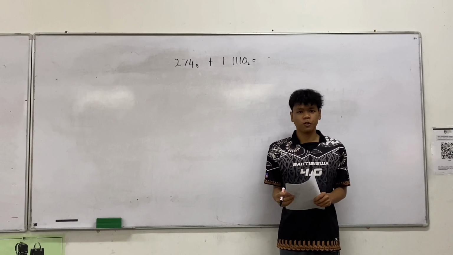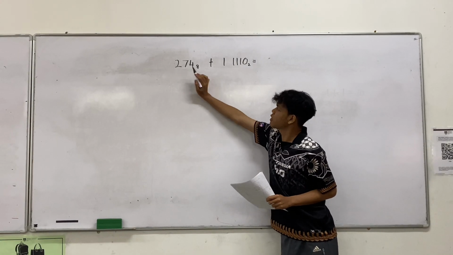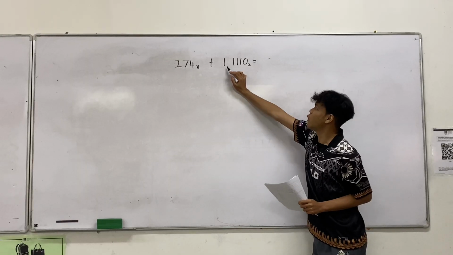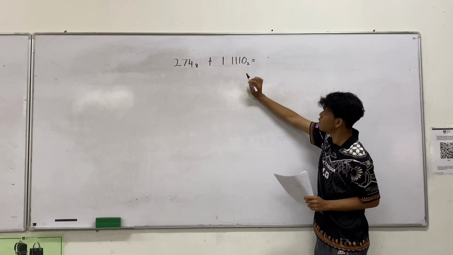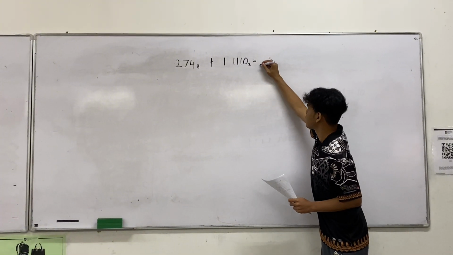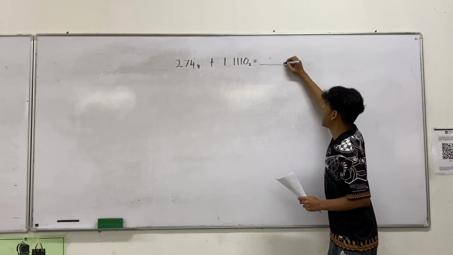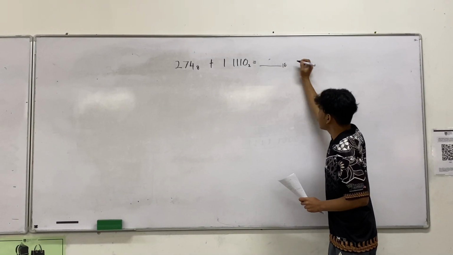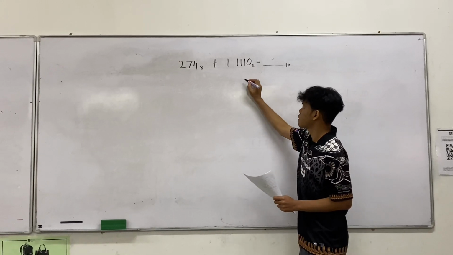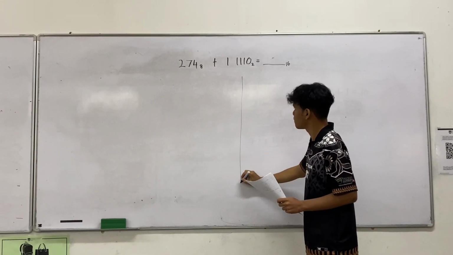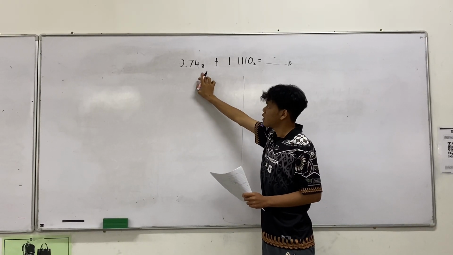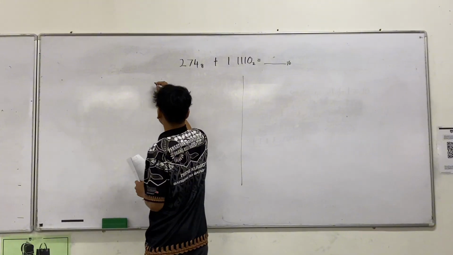So the next equation is 274 in an octal number plus 11110 in a binary number. The answer we want is in hexadecimal. So let's split it into 2. We want to convert this number first.